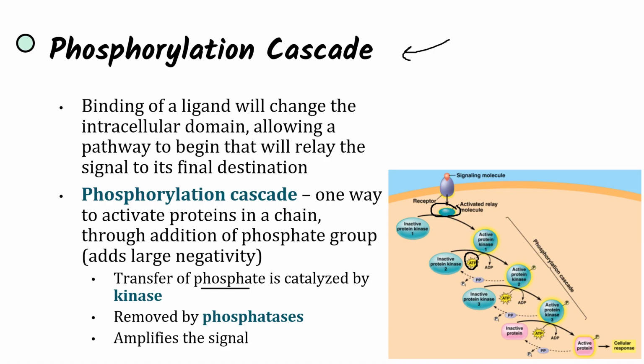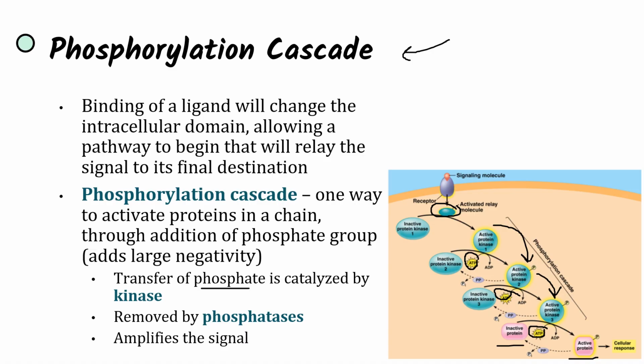And this is going to continue. It's moving on to the next protein kinase, number 2, which is also being phosphorylated. And then the third one, number 3, also being phosphorylated. And once this signal has made its way through the phosphorylation cascade, our inactive protein has now become active through this transfer of phosphate groups that the kinases are relaying the signal through. And that's going to lead to a cellular response.